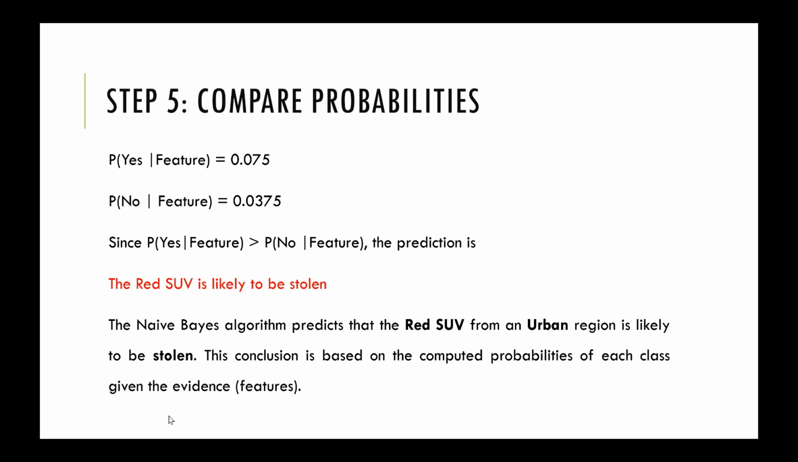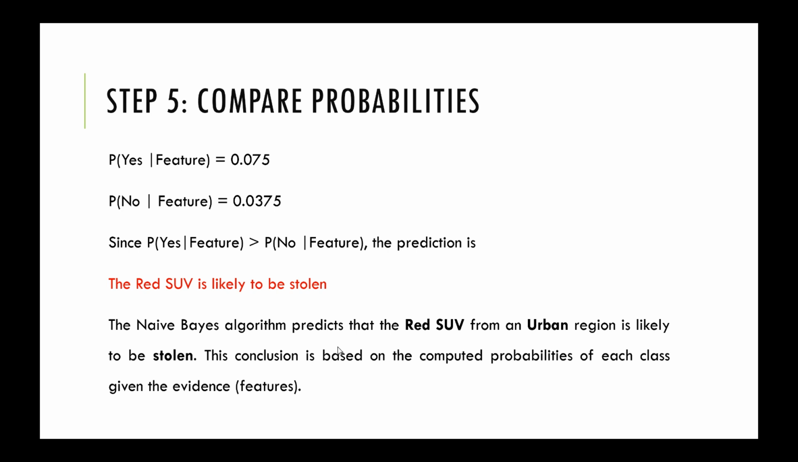This conclusion is based on the computed probability of each class given the evidence features. Based on the features, we calculate the probabilities, and the class having the highest value is the one we take as the decision.